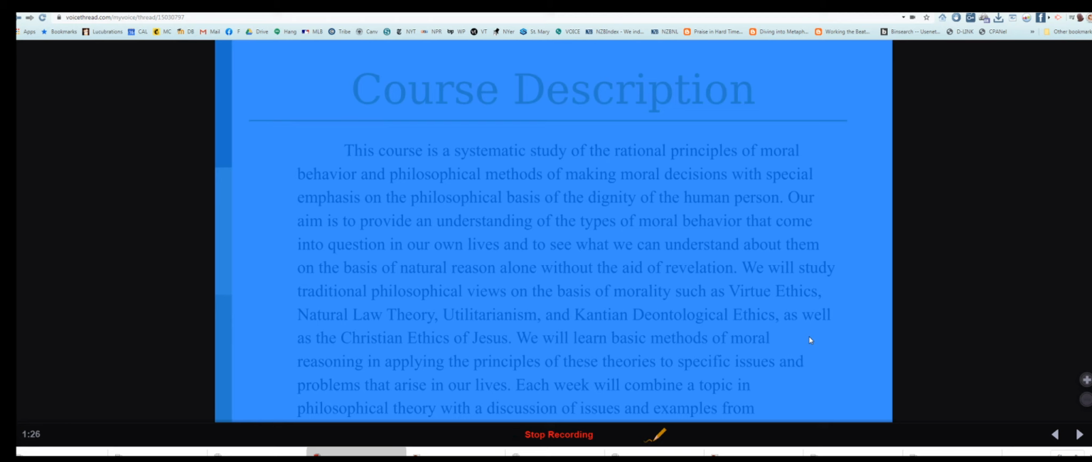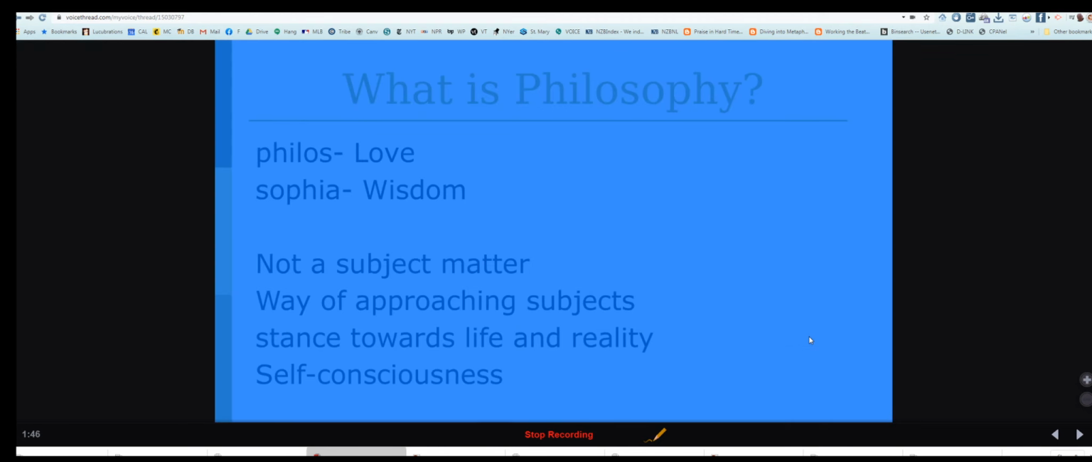As you'll see, we're going to be studying some of the traditional philosophical views about the basis of morality. And we'll be most interested in learning philosophical methods of argumentation or reasoning to think about moral issues and to apply them to some of the most important moral issues that contemporary thought and contemporary life is dealing with.